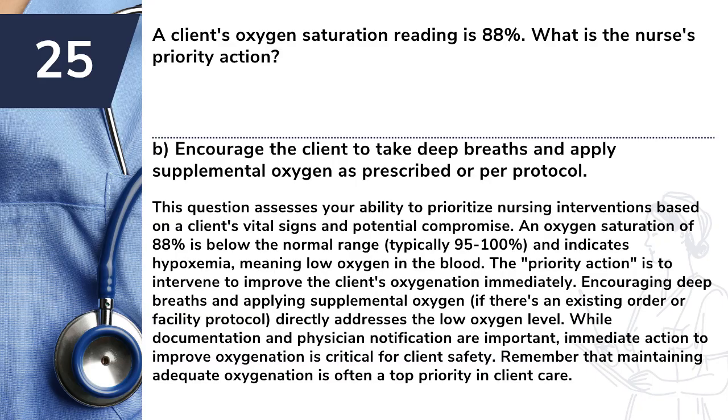Answer B. Encourage the client to take deep breaths and apply supplemental oxygen as prescribed or per protocol. This question assesses your ability to prioritize nursing interventions based on a client's vital signs and potential compromise. An oxygen saturation of 88% is below the normal range, typically 95 to 100%, and indicates hypoxemia, meaning low oxygen in the blood. The priority action is to intervene to improve the client's oxygenation immediately.